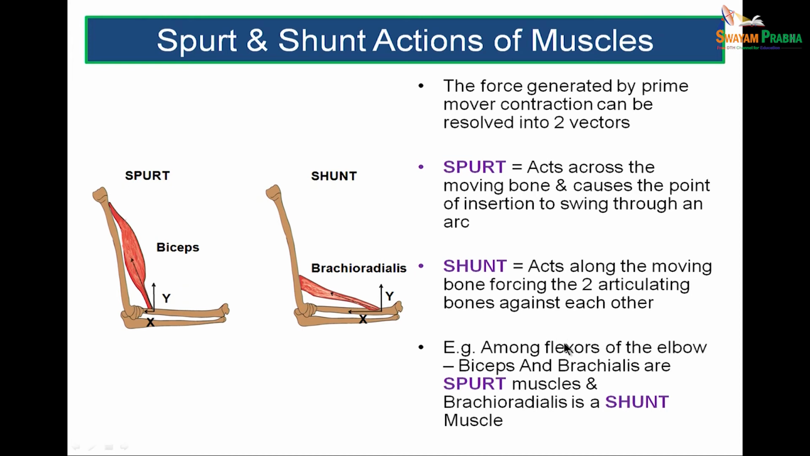So, in the elbow flexors, biceps and brachialis are spurt muscles, whereas brachioradialis is a shunt muscle. So, I think the concept of spurt and shunt can easily be understood by the examples of brachialis, biceps and the brachioradialis.